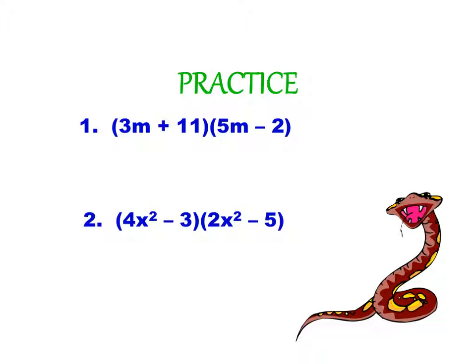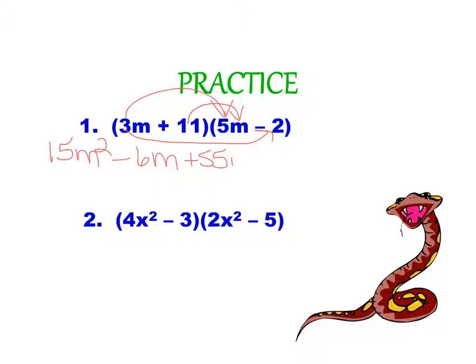Alright, so here's two practice problems for you to try with the FOIL method. Hopefully everybody remembers the FOIL method. I'll try these two. Let's see. Distribute the 3. Multiply your coefficients. Rewrite your base. Add your exponents. Distribute the 3m. Multiply your coefficients. Rewrite your base. Then we're going to distribute the 11. Multiply your coefficients. Rewrite your base. And finally, distribute the 11 to the negative 2.